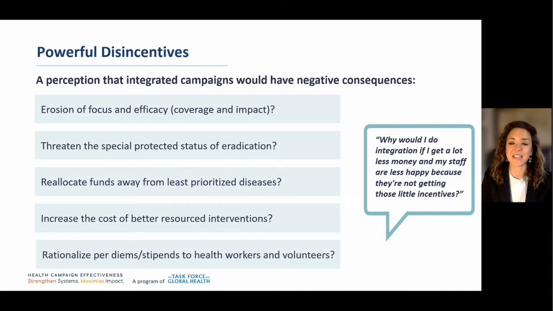This is another example with NTDs. Would it increase the cost of better resourced interventions that others piggyback on? For example, polio, measles, or seasonal malaria chemoprophylaxis. And finally, a major one, would integrated campaigns lead to lower per diem or stipend payments for health workers and volunteers? This being a critical source of their income in settings with low or delayed salary payments. So this quote on the right really illustrates this point. Why would I do integration if I get a lot less money and my staff are less happy because they're not getting those little incentives?